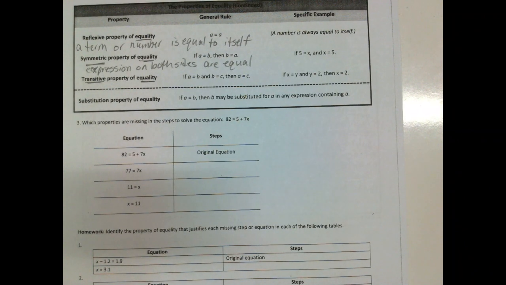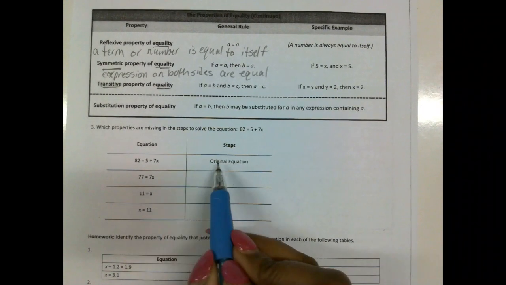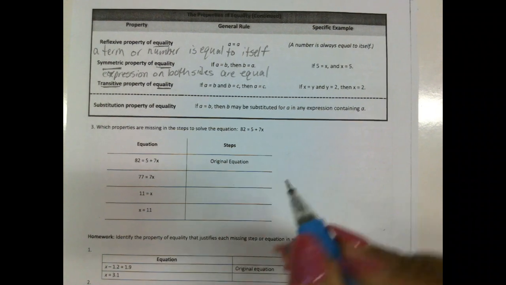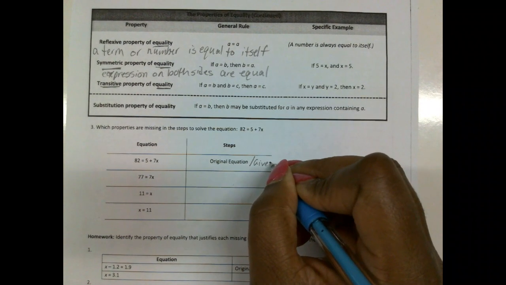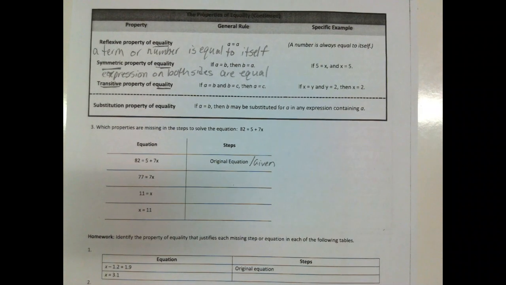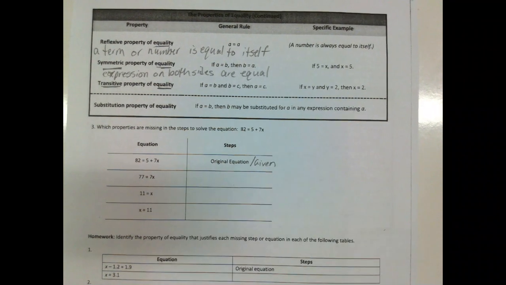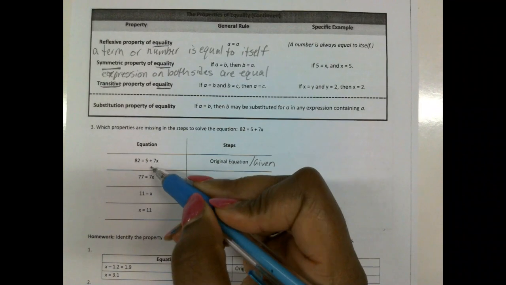Okay, let's see what we came up with. You ready? Okay, so from this line right here, this is the original equation. Sometimes you will see the word given, because that's the given problem. Sometimes they'll write original equation. All right. So from this step to this step, what did they do to get from here to here?